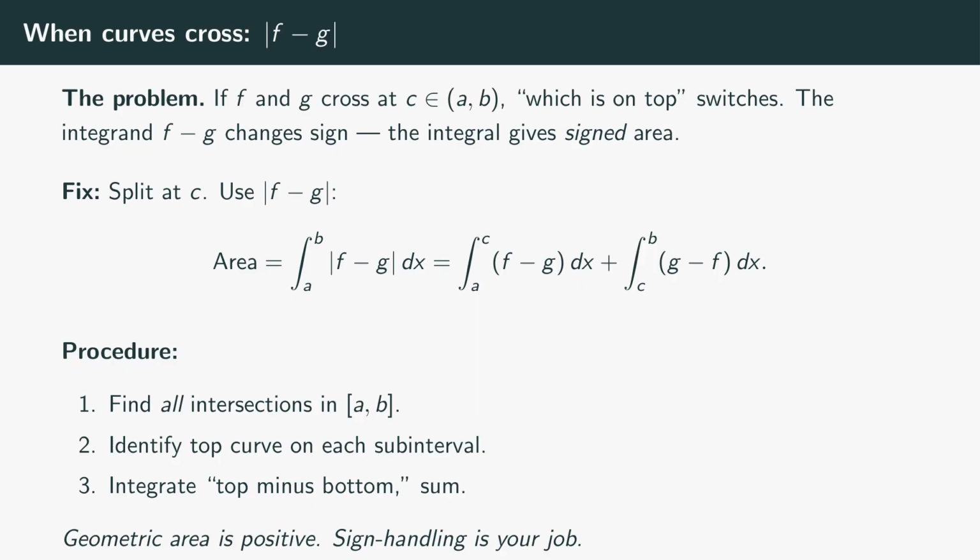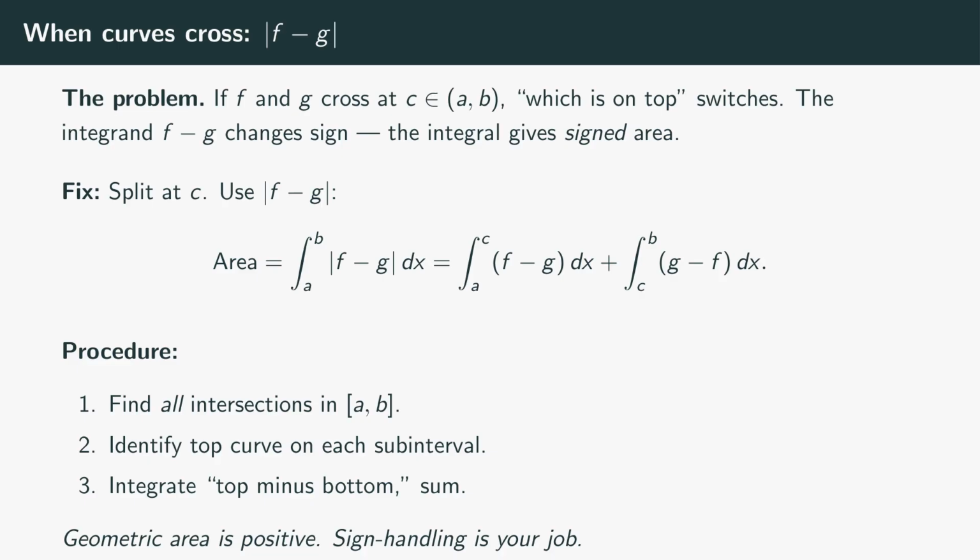Positive contributions from where f is greater than or equal to g, and negative contributions from where g is greater than or equal to f. They can partially cancel, and you don't get the geometric area of the region. To fix, use the absolute value of f minus g as the integrand. The integral from a to b of the absolute value of f minus g dx gives the true geometric area.